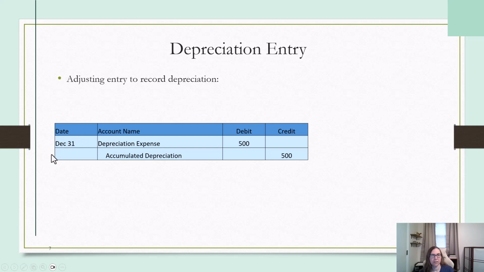And this is done at year end. However, some businesses will break it down into a monthly amount. So if it's $12,000 a year, they might break that down into $1,000 per month. So it just depends on the company. Different companies do it differently.